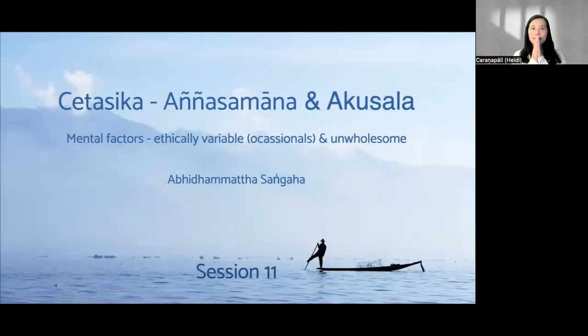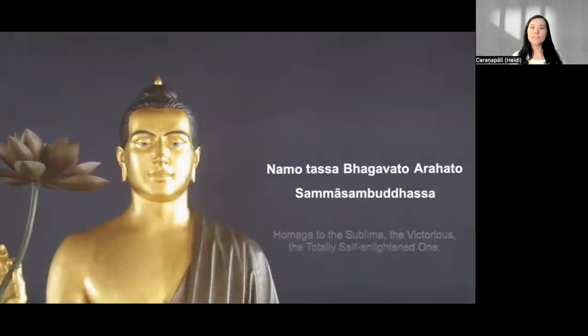So let's start by reciting Namo Tassa together. Namo Tassa Bhagavato Arahato Sama Sambuddhassa. Homage to the sublime, the victorious, the totally self-enlightened one.